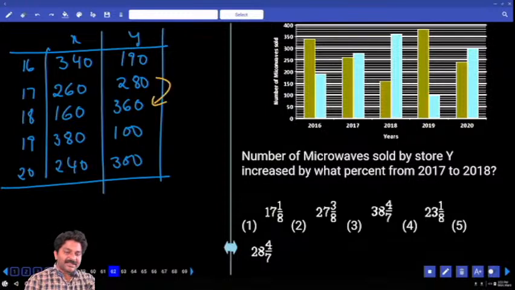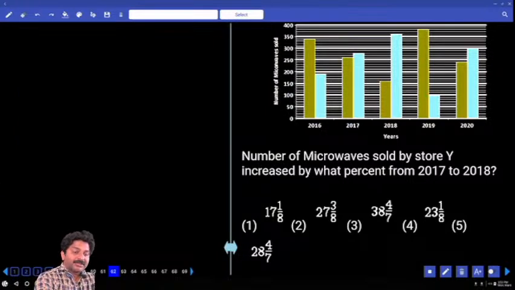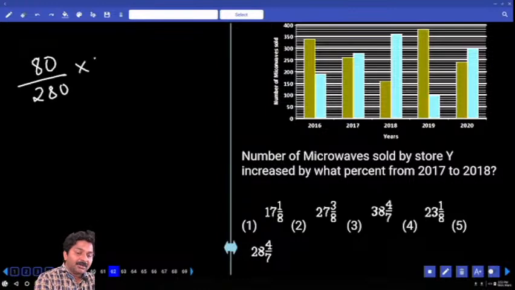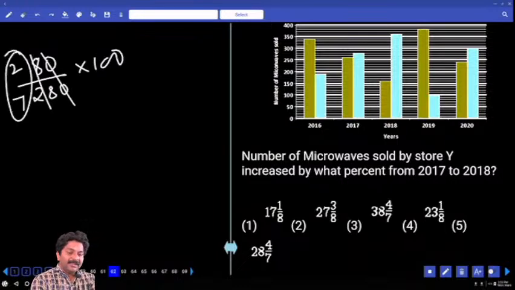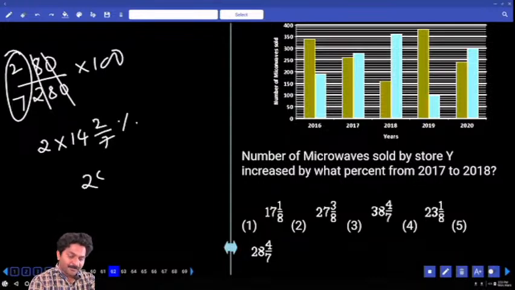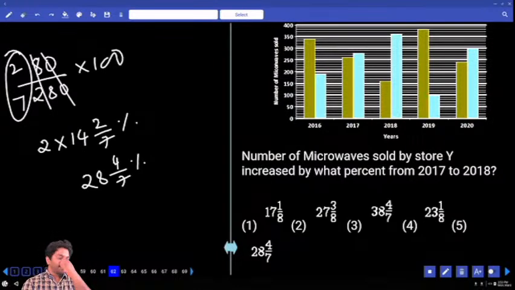Number of microwaves sold by store Y increased by what percentage from 2017 to 2018? 280 becomes 360. Increased by 80. 80 increase from? So that is 80 upon 280 into 100. 0, 0 cancel, 4. 2 times 4, 7 times. 2 by 7. That means 2 into 1 by 7 only. 1 by 7 in the sense you know that it is 14, 2 by 7. So answer 28, 4 by 7. Yes.